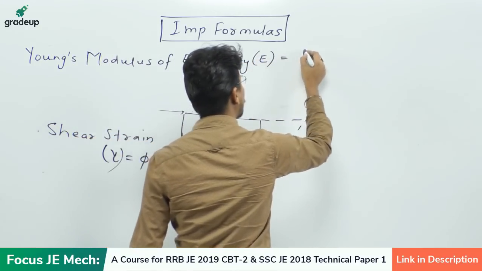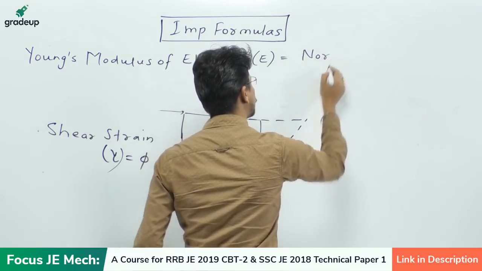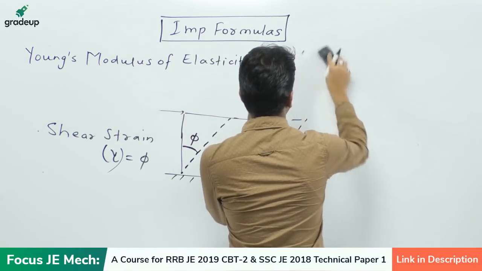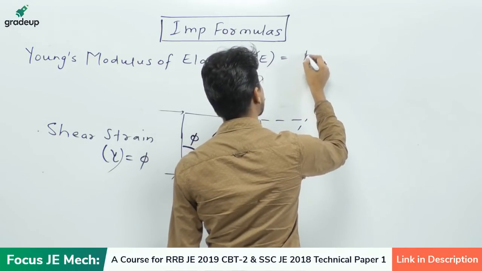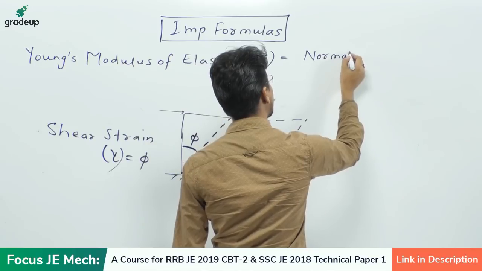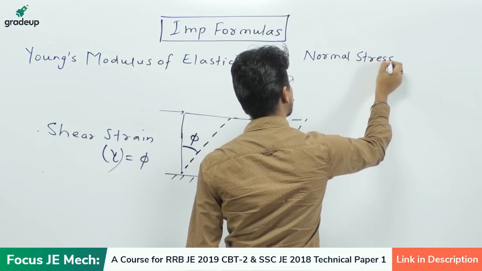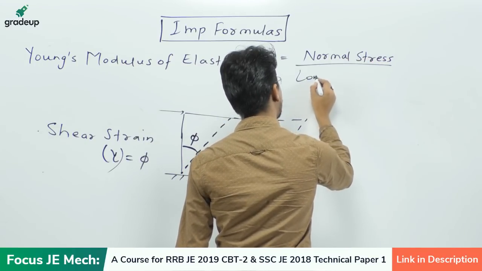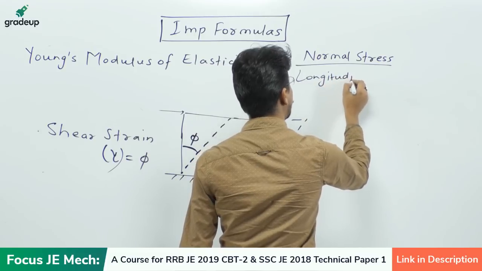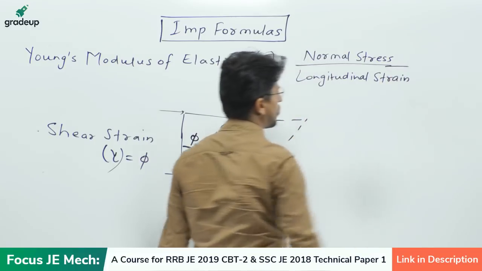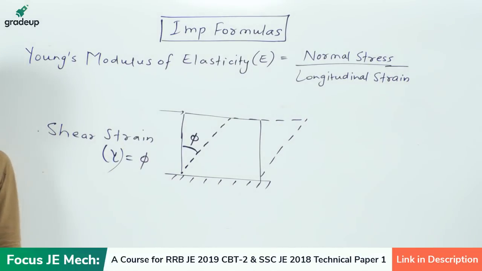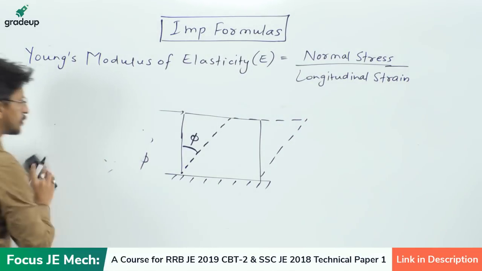This is equal to your normal stress over longitudinal strain. Because this is normal stress, not shear stress, it's normal stress over longitudinal strain. This is your Young's modulus. Clear?